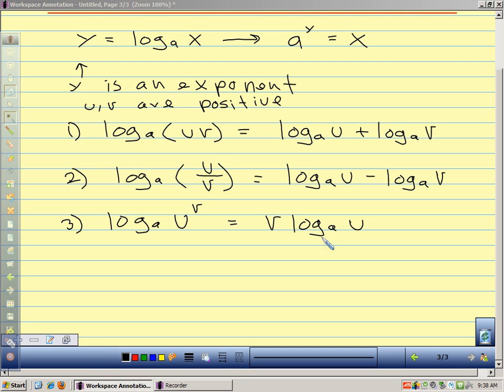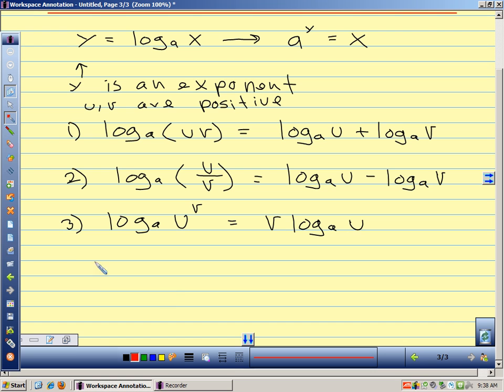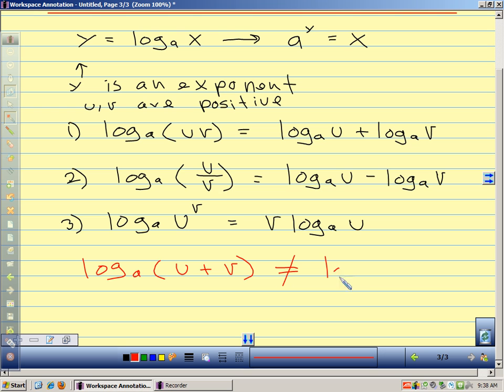Couple of easy mistakes to make, and I'm going to put these in red because I don't want you to make these. Log base a of u plus v does not equal log base a of u plus log base a of v. This doesn't work. We can't split them up like this.